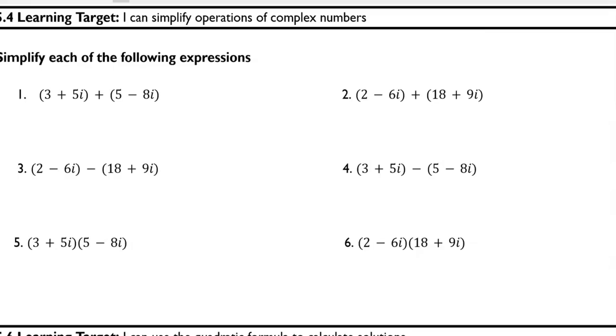With simplifying complex numbers, we need to remember to look at the sign. And when I say the signs, I mean the operation signs in between the parentheses. The first two, we have addition. The second two, we have subtraction. And the last two, there's no operation there. So what operation is that? Yeah, it's multiplication. So main idea here is look at the sign.